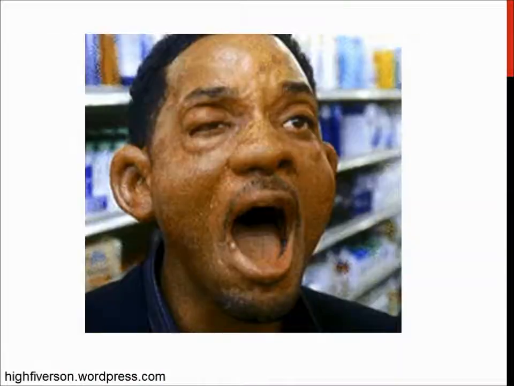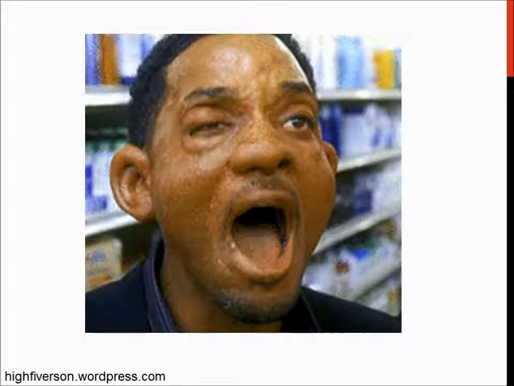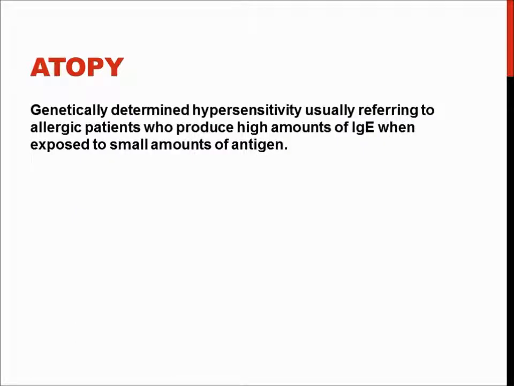There are many different severities to allergic reactions. Some people may just have a minor rash, while others can have extreme anaphylactic shock where their air passageways close. Bob has type 1 immediate hypersensitivity, atopy. Atopy is a genetically determined hypersensitivity, usually referring to allergic patients who produce high amounts of IgE when exposed to small amounts of antigen.